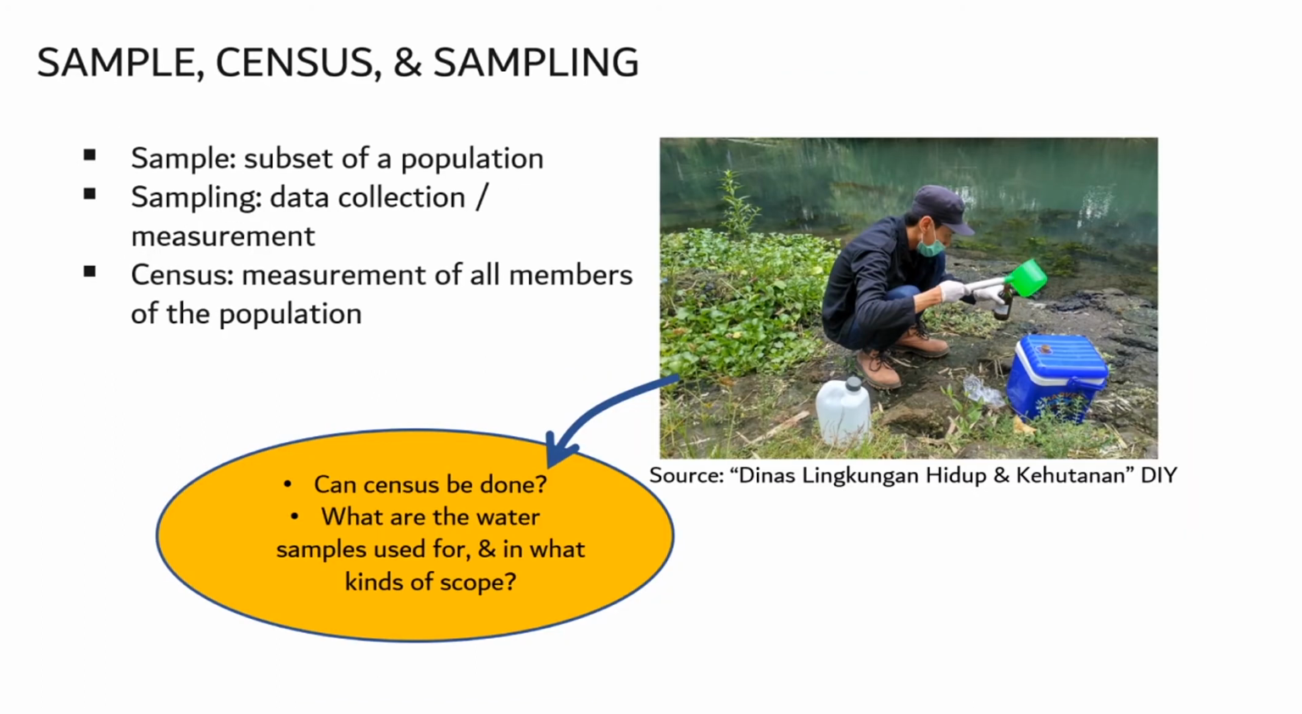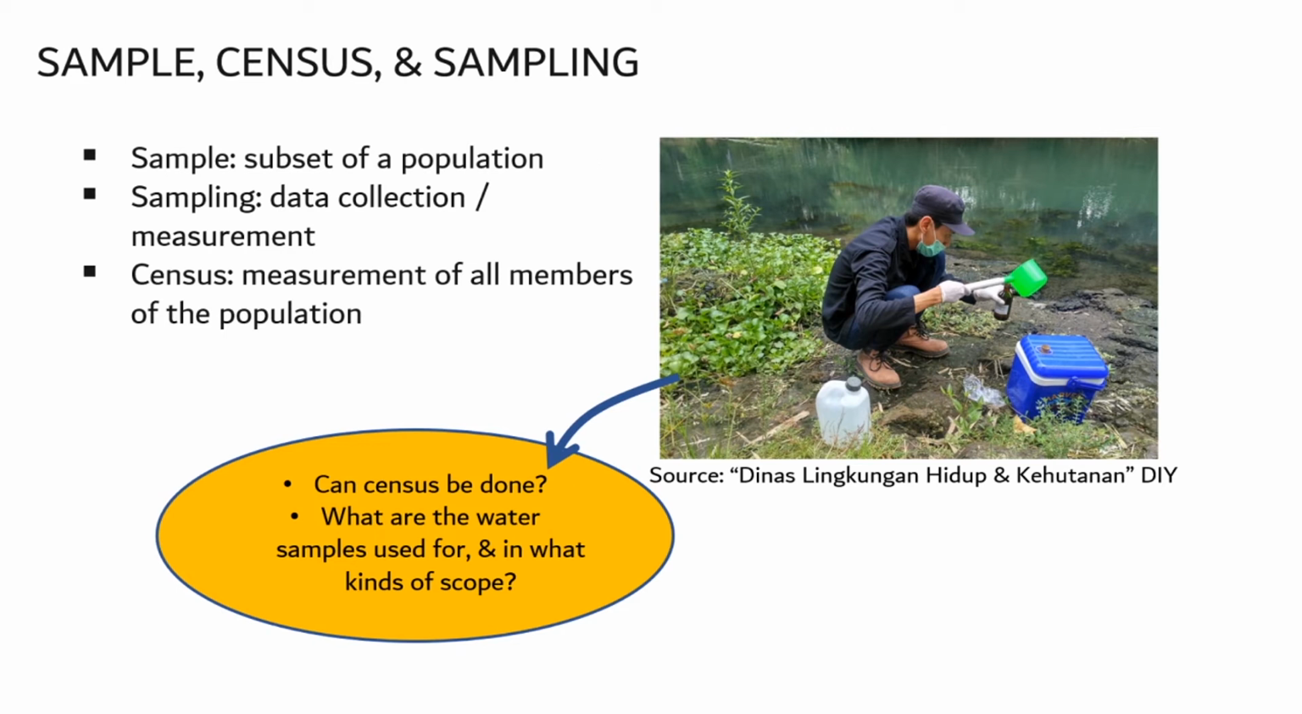Now we talk about census and sampling. The census is the measurement of all members of the population without missing a single one, while sampling is the measurement or taking of only part of all members of the population concerned. See the picture on the side. Here, an officer is sampling water from a river. Think about it. Could we do a census in this situation? Of course, it doesn't make any sense.